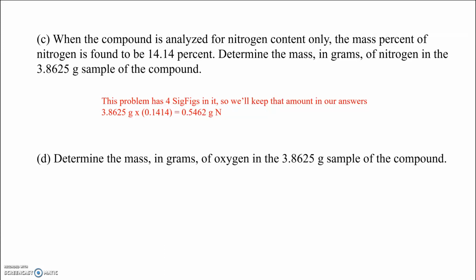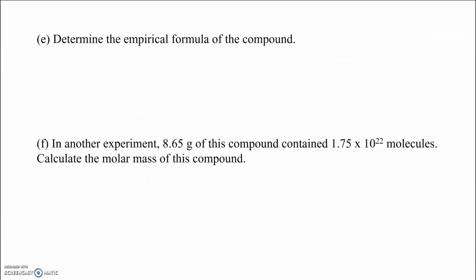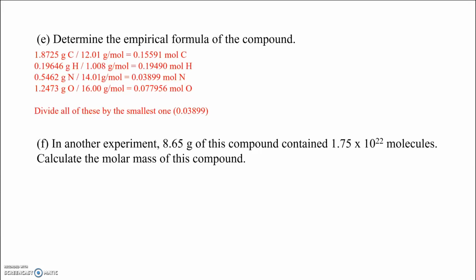Now, part D says determine the mass in grams of oxygen. Well, I've got the mass of nitrogen, carbon, and hydrogen. So for oxygen, it's just by difference or by subtraction. So I just do a subtraction problem and I get 1.2473 grams of oxygen. Part E says determine the empirical formula of the compound. To determine the empirical formula, I take each of the masses and I divide by its respective atomic mass.